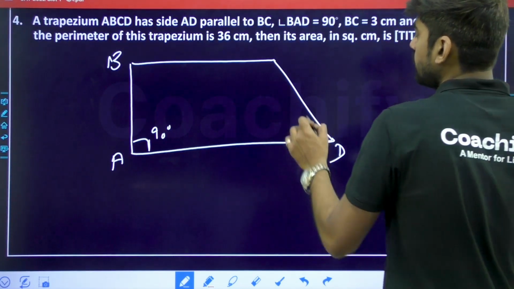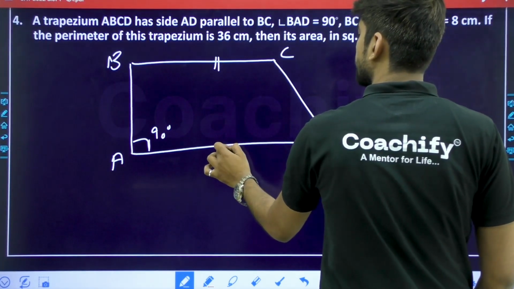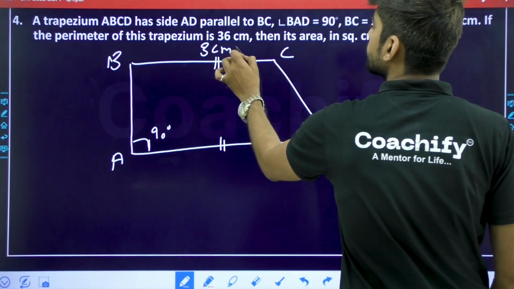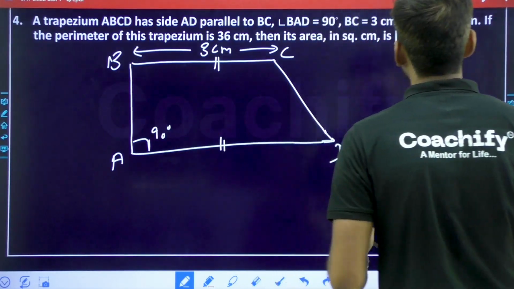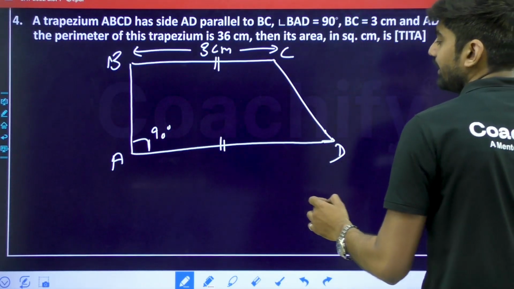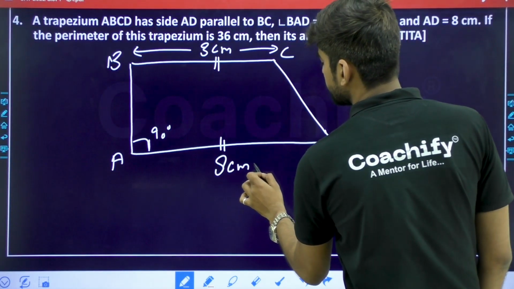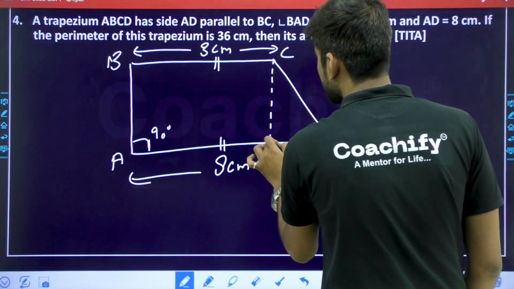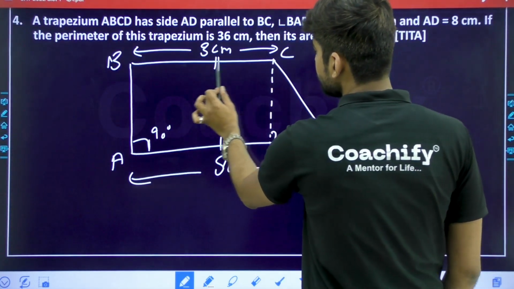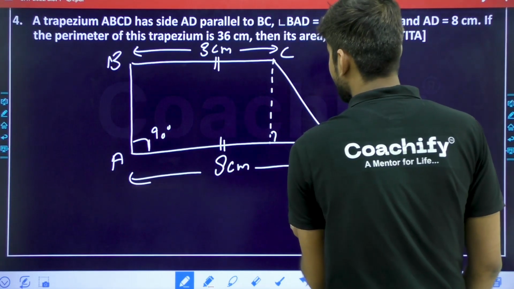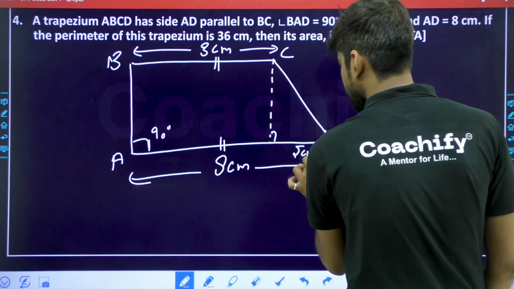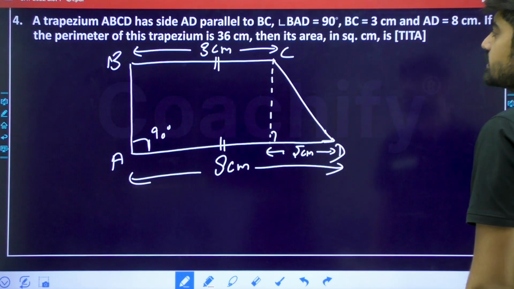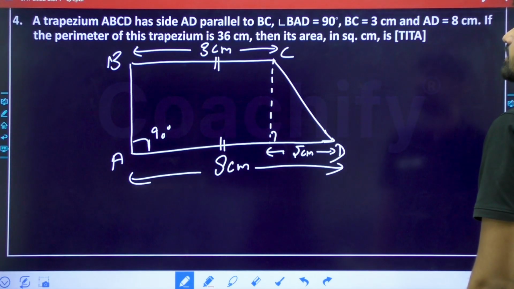AD is parallel to BC, so these two sides are parallel. Then the length of BC is given as 3 centimeters, and AD is 8 centimeters. So this length is given as 8 centimeters. That means if I drop a perpendicular from here, this much length is 3, the total length is 8, so this much length should be 5 centimeters. Okay, now the perimeter of the trapezium is given as 36 centimeters.